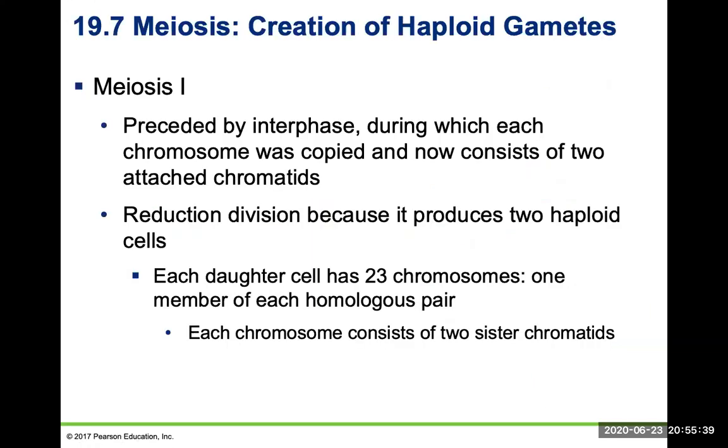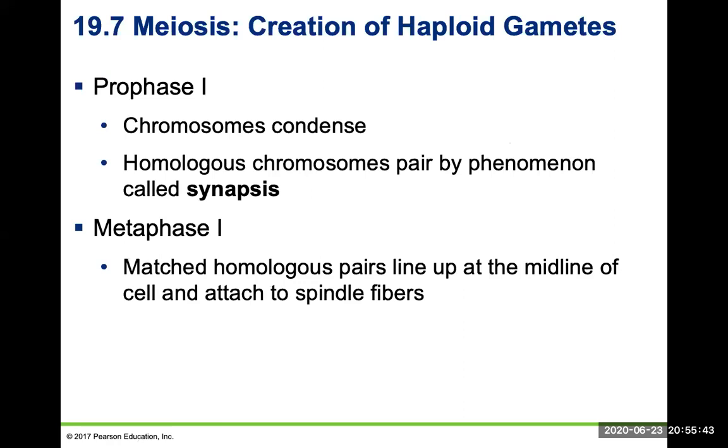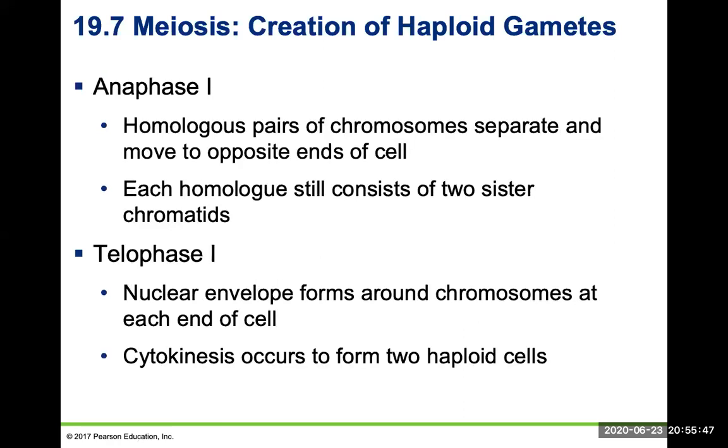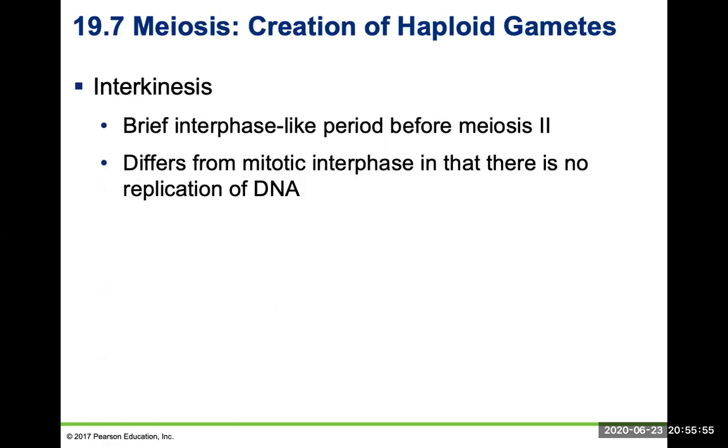So here is meiosis 1. I'm going to let you read through this on your own. Prophase 1, metaphase 1, anaphase 1, telophase 1. So again, meiosis has these 2 cellular division phases, and they both go through the PMAT phases.